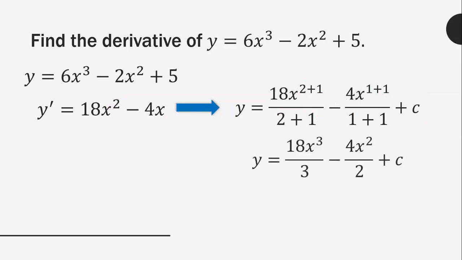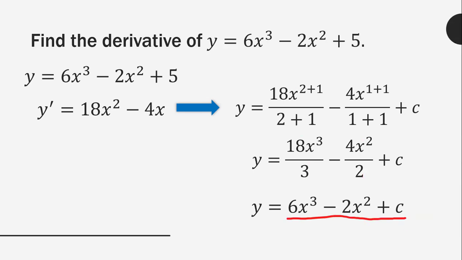Simplifying, we'll get 2 plus 1, that is 18x cubed over 3. And then we have 1 plus 1, so that becomes negative 4x squared over 2 plus c. Notice that when we simplify 18 and 3, negative 4 and 2, we'll get the original function, which is 6x cubed minus 2x squared plus c.